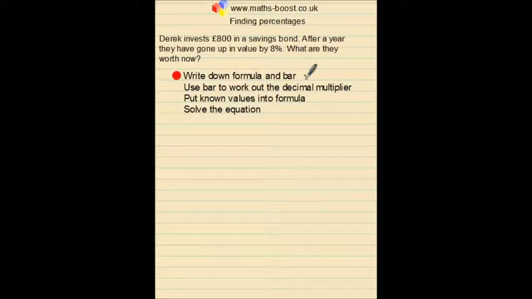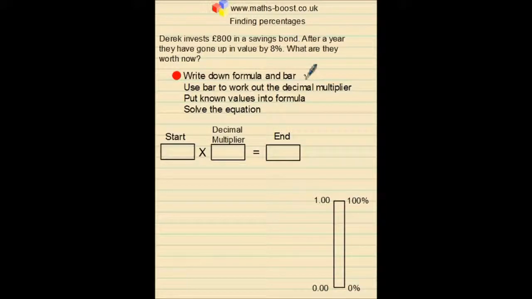steps. Step 1, write down the formula and bar as below. Step 2, use the bar to work out the decimal multiplier, and I'll demonstrate how we use this now. Our starting point is always 100%, and we'll move up or down from this point. So for example, the value of a car goes up by 20%, so we'll move up 20% to about here, which will be 120%. And we can see the decimal multiplier for this would be 1.20.